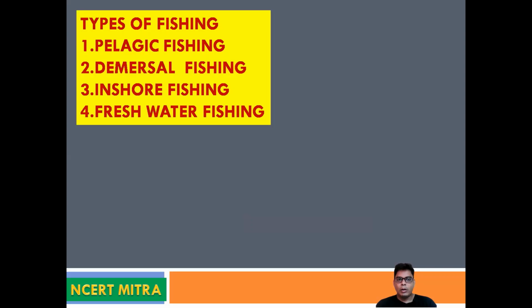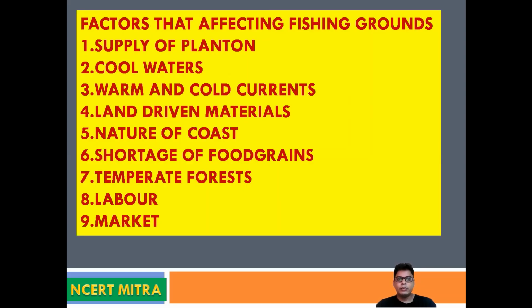We also discussed the various types of fishing: pelagic fishing, demersal fishing, inshore fishing and freshwater fishing. In this video we are going to discuss the factors affecting fishing grounds.